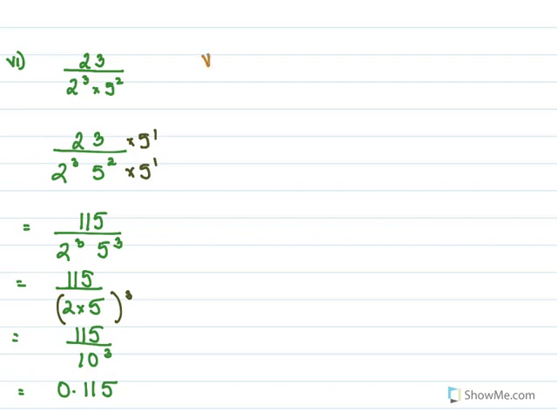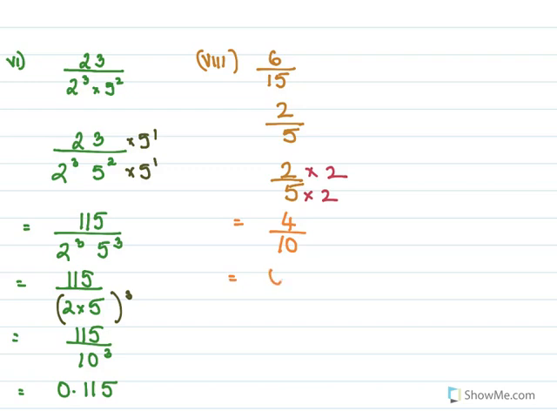Next, we get on to the 8th one, which was 6 over 15. We have to reduce this first, right? So 6 over 15 is 2 over 5. Now the 2 over 5 we will multiply by 2 on the top and also by 2 on the bottom. So we will now get 4 over 10, which is 0.4.